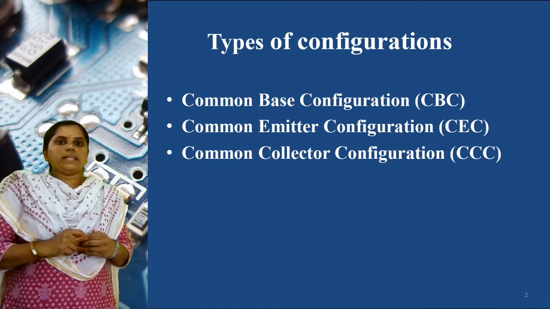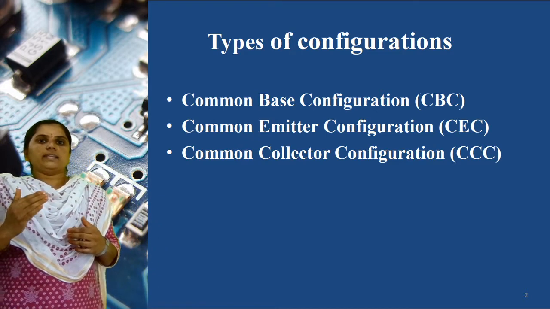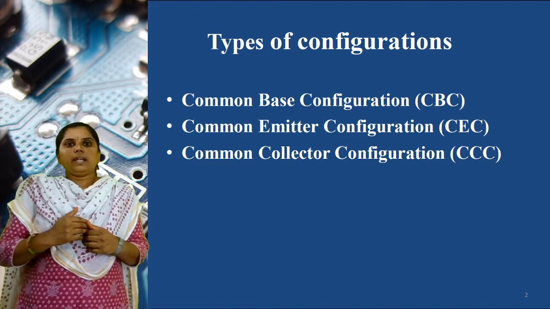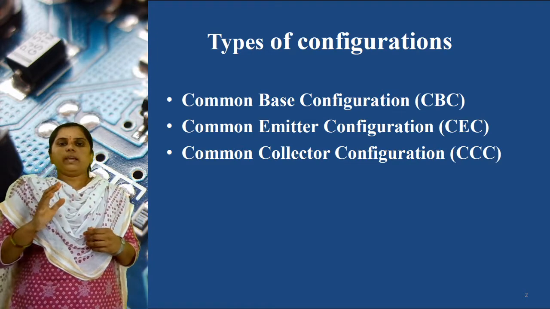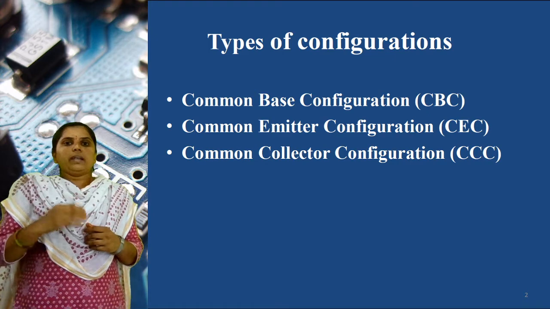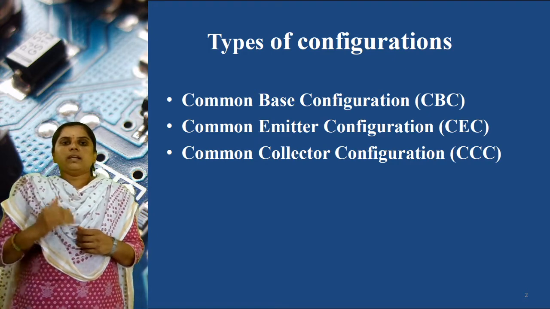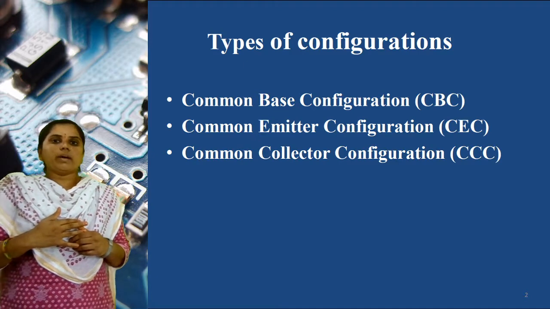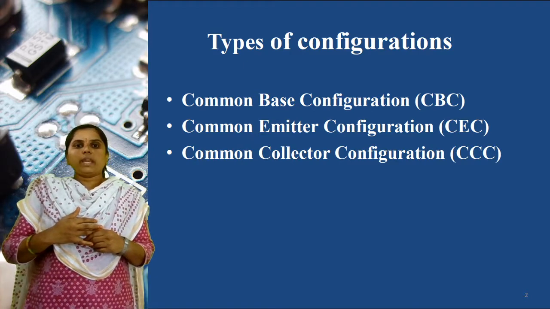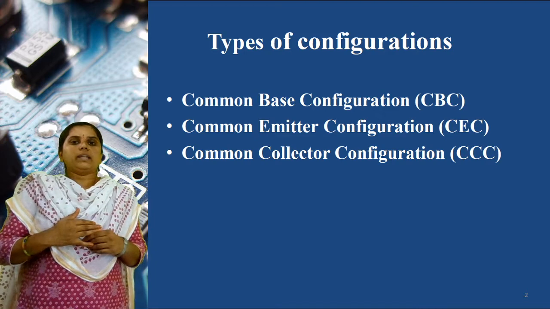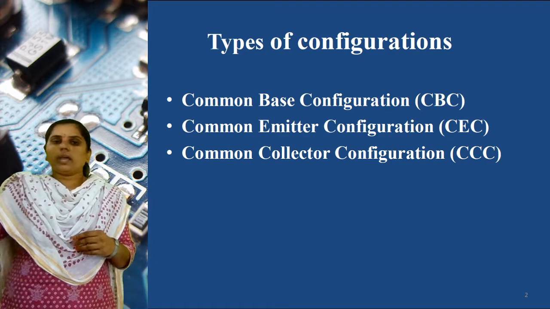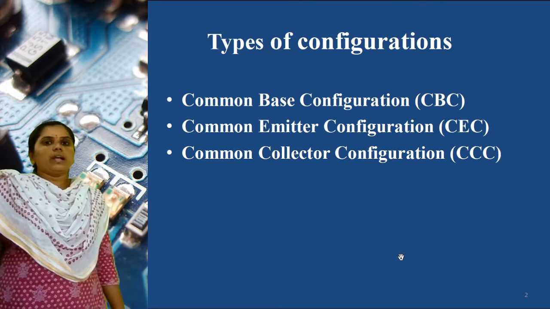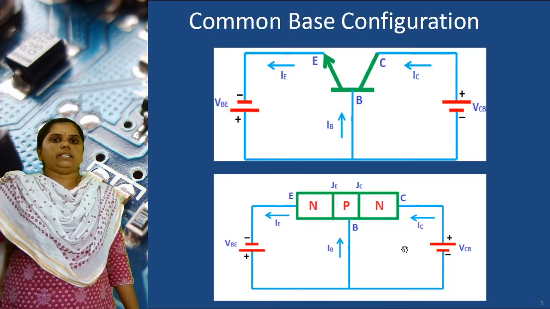Basically, a transistor has three terminals: emitter, base, and collector. Depending on the three terminals, a transistor can be configured into three types: the common base configuration, the common emitter configuration, and the common collector configuration. Now we will discuss the common base configuration.